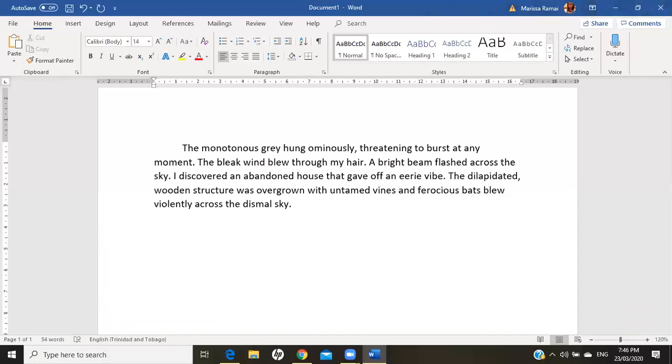I was working on two, but they all take my ideas, so I'm trying to come up with another one. Why couldn't it be that the bats blew from the open windows? The house has windows in it? Yeah, the windows were just swaying with the breeze. Okay, so the dilapidated wooden structure was overgrown with untamed vines and ferocious bats flew from the open windows.